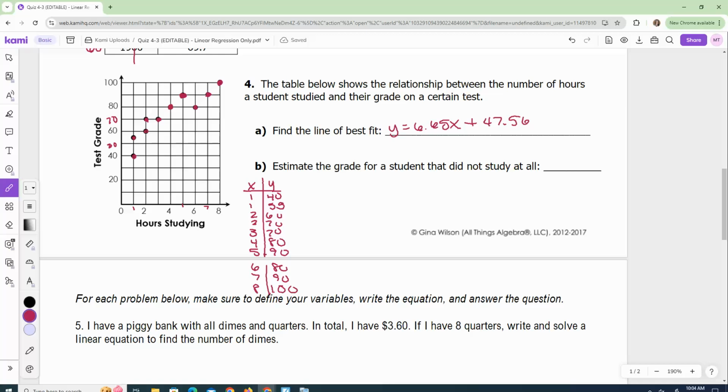Did everybody get that? So then the grade for a student who did not study at all. X is the hours they spent studying. If you didn't study at all, how many hours is that? 0. So it's just asking when X is 0. So it's 47.56. Just asking for a percent on the test.